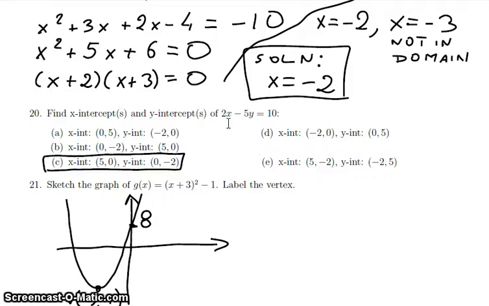And the y-intercept is when x is equal to 0. So if this part is 0, you get negative 5y is equal to 10. So y is equal to negative 2. And the y-intercept is going to be (0, negative 2). And we can clearly see part C gives us these points, (5, 0) for the x-intercept and (0, negative 2) for the y-intercept.